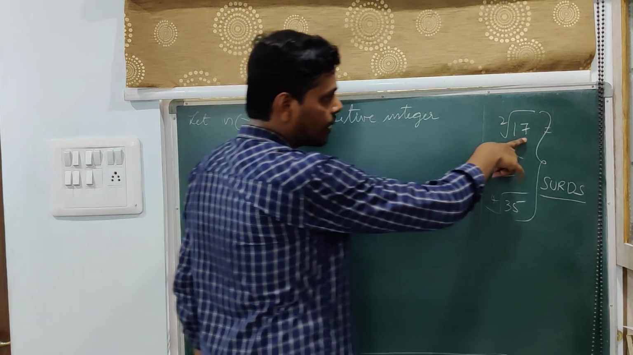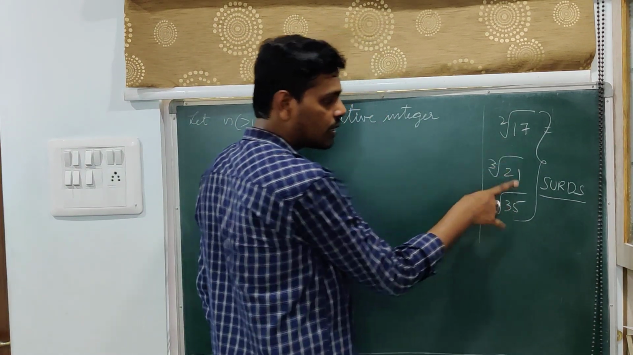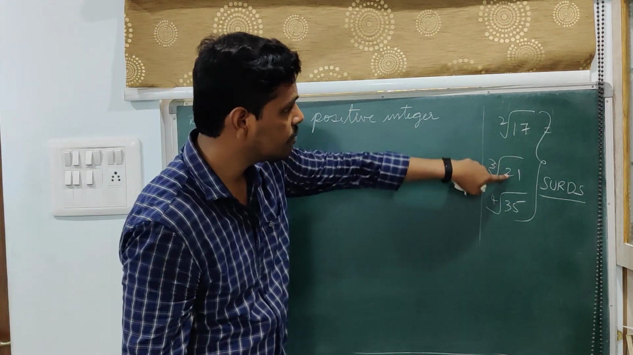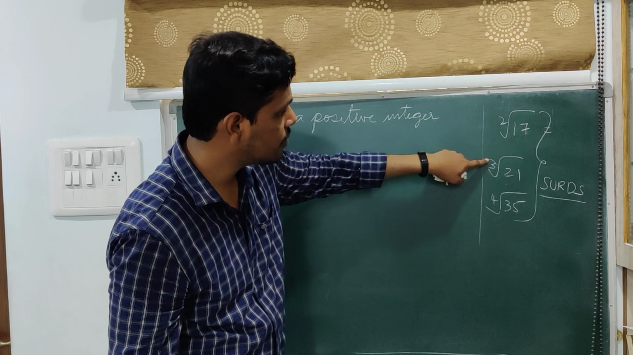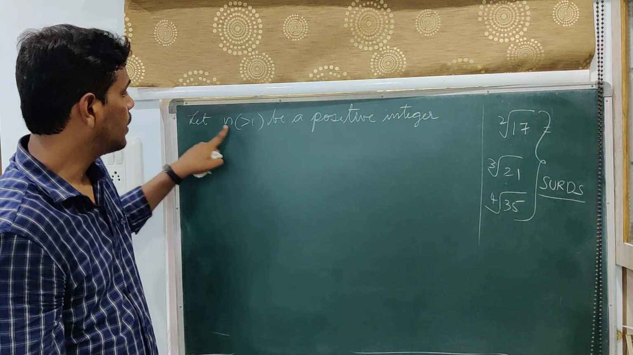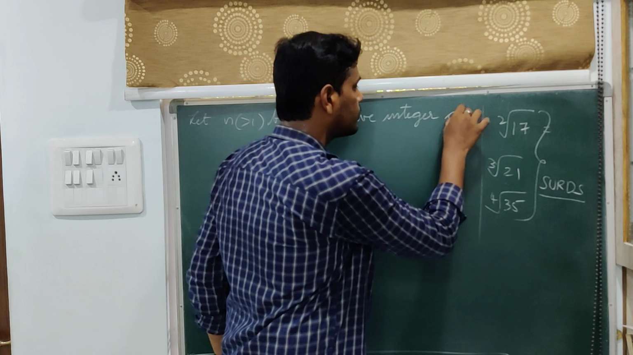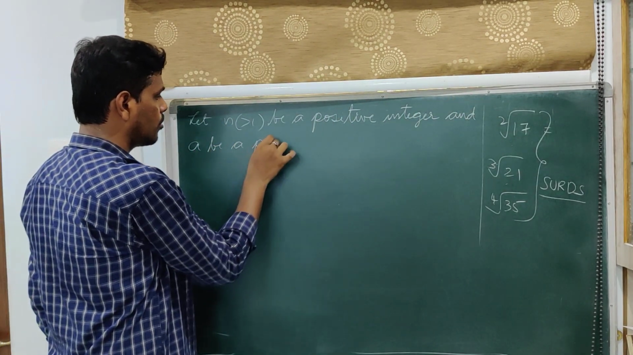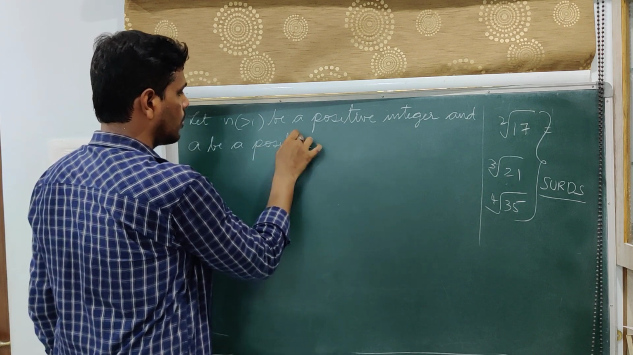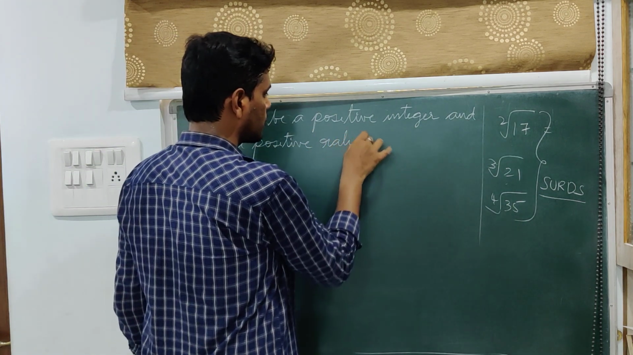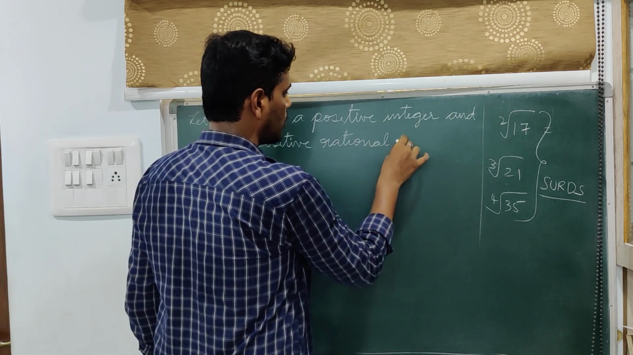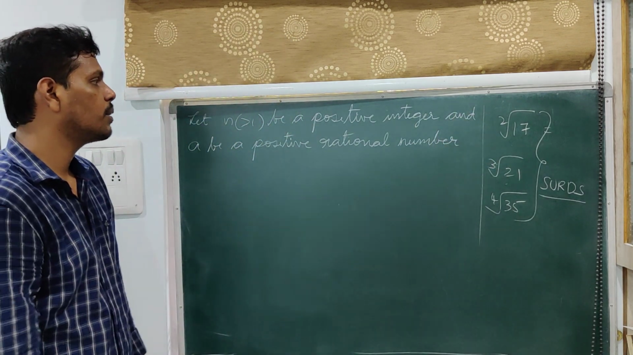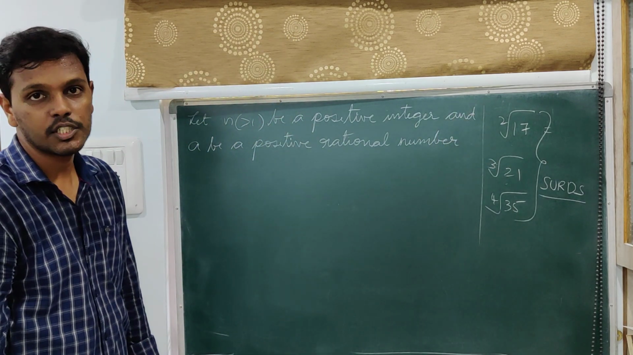Now look into these numbers. If you observe these numbers, all of them are rational numbers and also positive rational numbers. So for all these numbers I am naming it a. For all these numbers I have already named it n. So let n greater than 1 be a positive integer and a be a positive rational number.